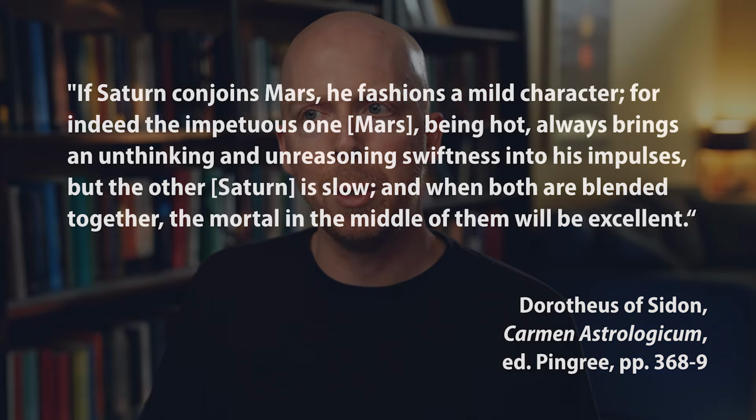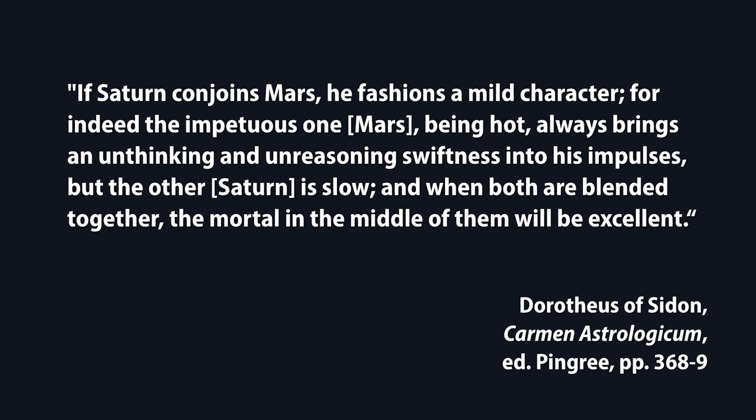have this doctrine. So, for example, this is not in the context of the seven zone sphere, but there's a fragment of Dorotheus that survives on conjunctions. And it says, "If Saturn conjoins Mars, he fashions a mild character. For indeed, the impetuous one, Mars, being hot, always brings an unthinking and unreasoning swiftness into his impulses. But the other, Saturn, is slow, and when both are blended together, the mortal in the middle, in between them, will be excellent."